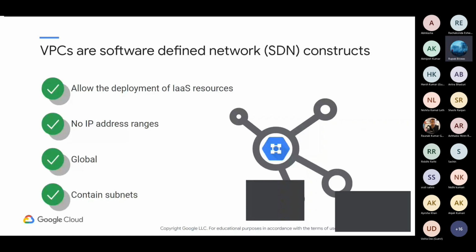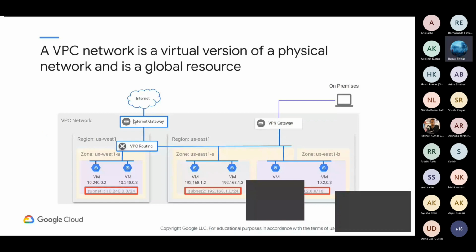This is an example of a virtual private cloud network, and there are 6 VMs running. These 2 VMs are running in the US West 1 zone. These yellow boxes are zones, and the outer box is our region. Then these two are running in the US East 1A zone, and these are running in another zone. And these services are connected through a VPN with on-premises.